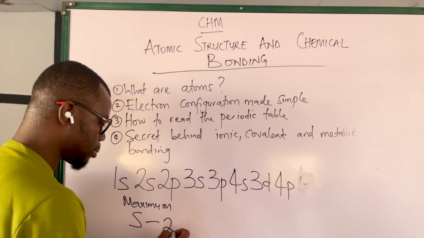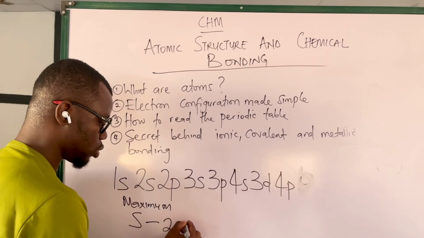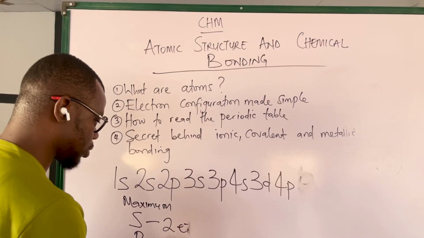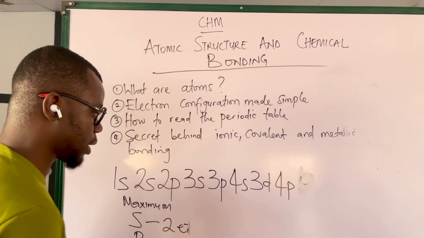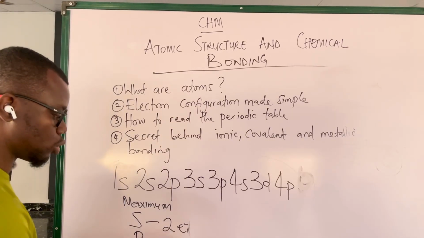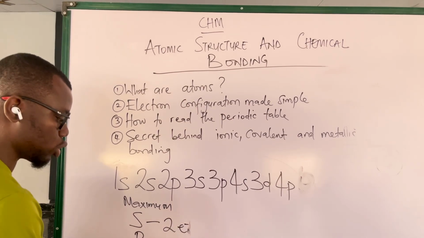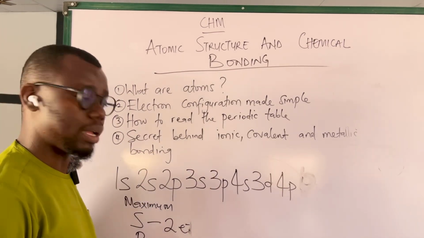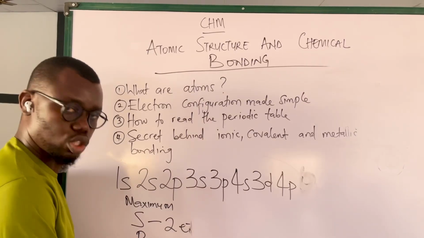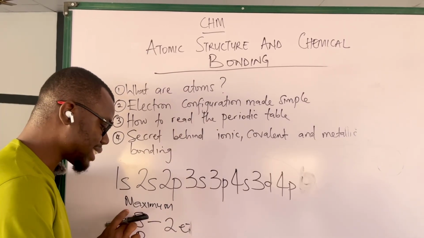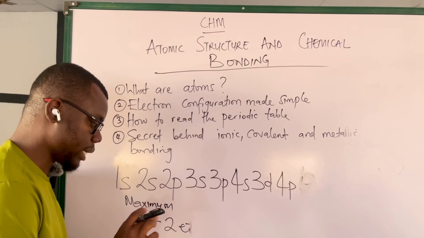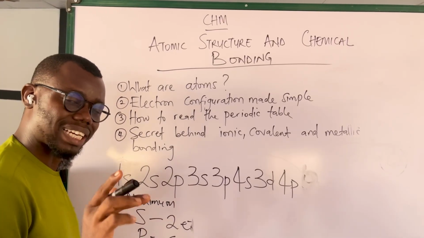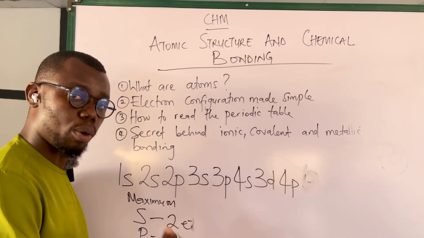S orbital cannot contain more than 2 electrons, right? P orbitals cannot contain more than 6 electrons, right? These two major considerations are very, very important for you to understand whenever you are filling these orbitals. I'll stop here majorly, but make sure that an s orbital cannot contain more than 2 electrons. A p orbital cannot contain more than 6 electrons. Once you understand that, it allows you to be able to fill the orbitals properly.